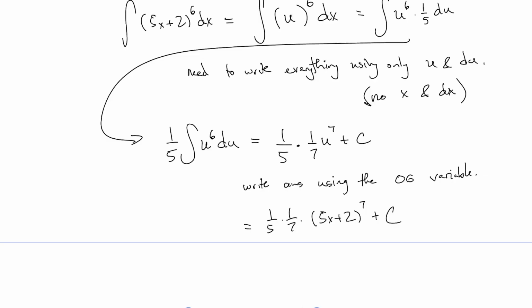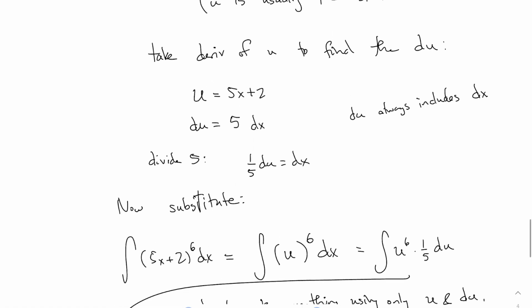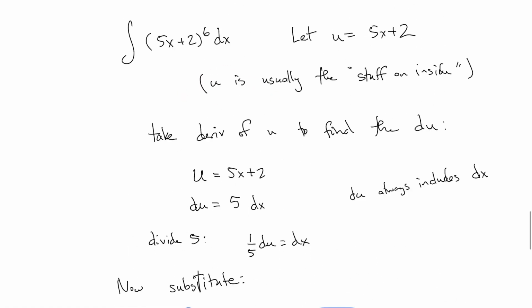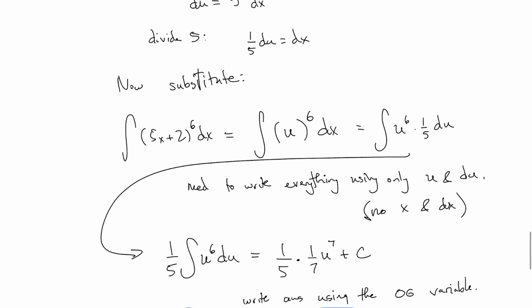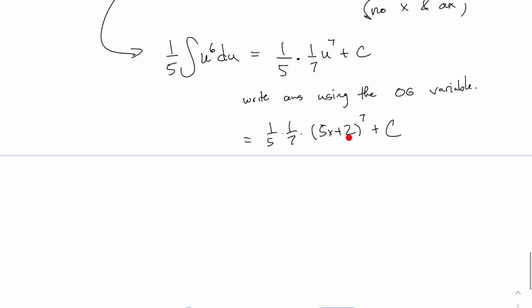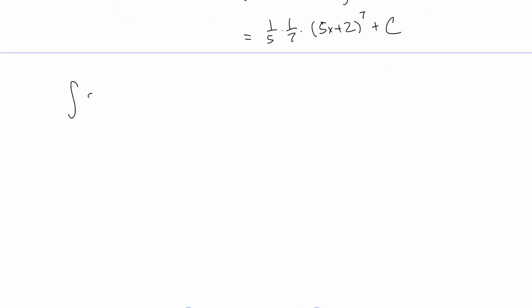First of all, this is kind of a process. You have to look at it and figure out what part you want to be the u. I chose the inside of these parentheses to be the u. And then you find the du. Then you divide out by a constant. Sometimes this step is not necessary. Then you do all of your substitutions to make it all u's. And then you do the integral, and then put the original variable back in at the very end. Let's try one more, and then we'll do several more next time.